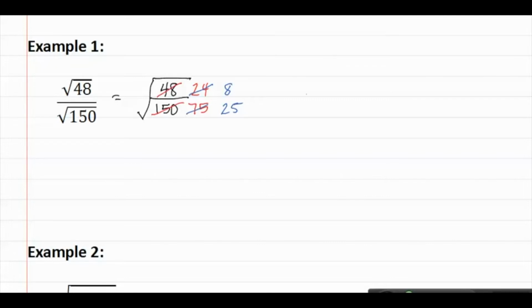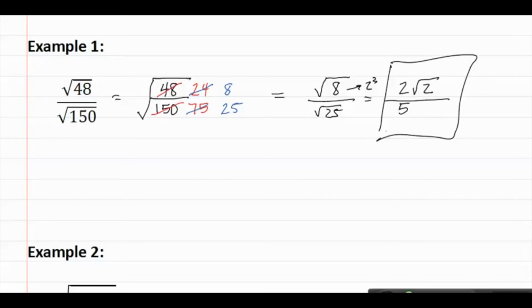So we can split them back into their own individual radicals, giving us the square root of 8 over the square root of 25. We know that the square root of 25 is 5, and that 8 is actually 2 to the third, so that gives us 2 radical 2 over 5. We have now simplified our problem. Let's look at example 2, where we've added some variables.